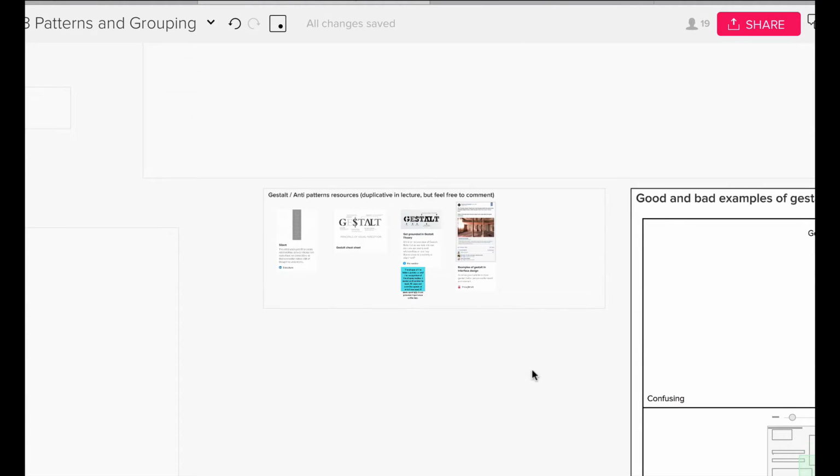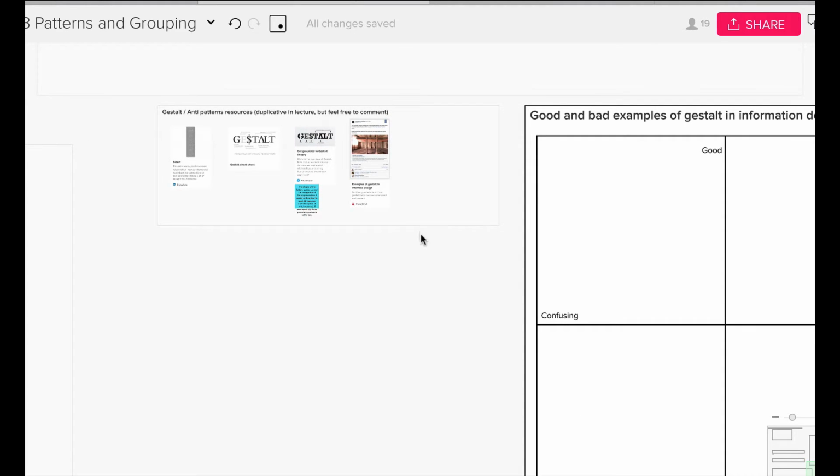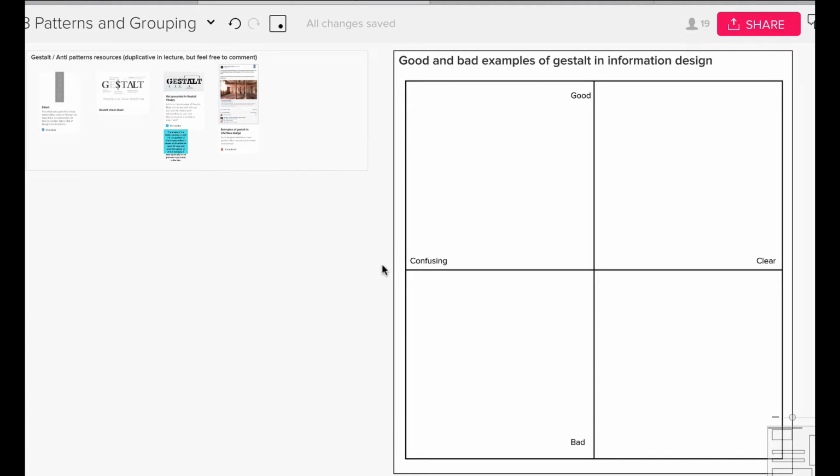And then lastly, we're going to talk a bit about the Gestalt principles. And the thought is to take a URL, probably a website that you think is well organized or poorly organized, meaning that it has anti-patterns in it, and put it within this 2x2 for us to look at and comment and kind of have fun understanding and trying out Gestalt.